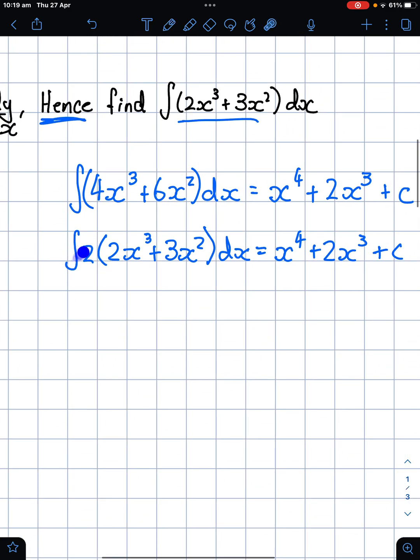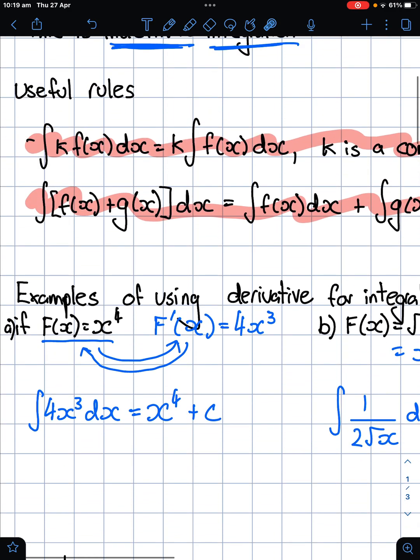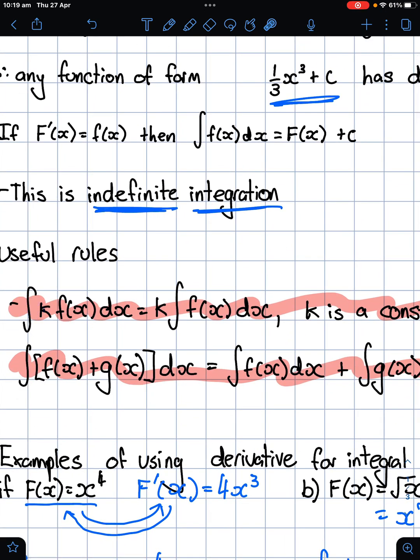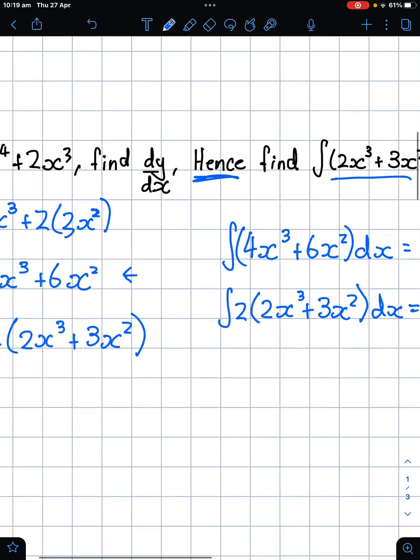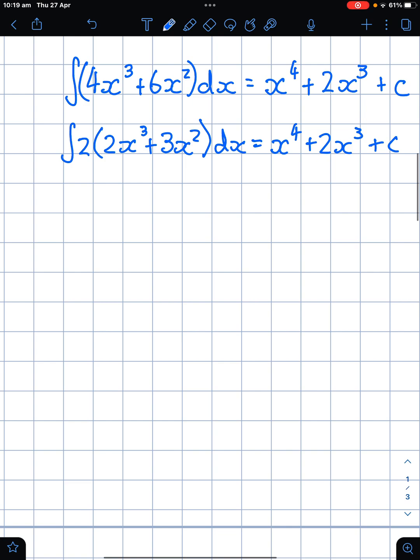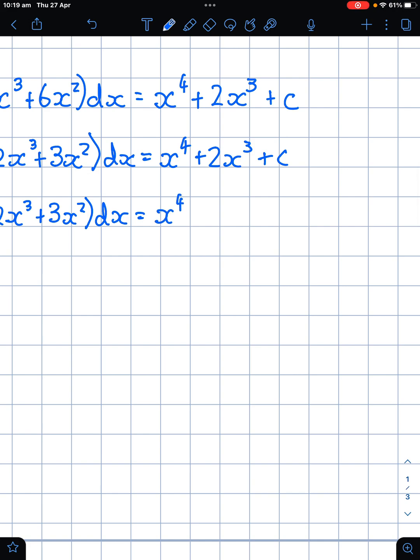Now, this is pretty important because there's 2 out the front. If we go back up to our rules that I said were important, we've got this rule here. Oh, I'm going to get rid of that just because it looks a bit like a negative. Okay, so you notice here, if we have a constant, we can actually pull that out of the front of the integral. And we looked at that in the last section. But that means that this integral here is 2 by, and I pulled the 2 to the other side of the integral sign, so it's not inside the integral anymore, 2x cubed plus 3x squared dx equals x to the 4 plus 2x cubed plus c.